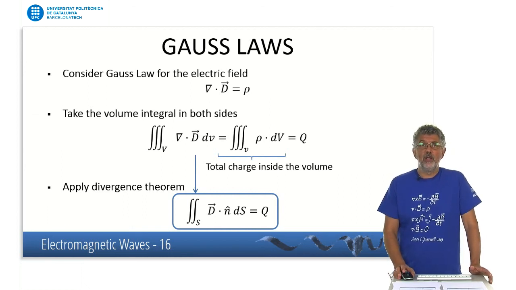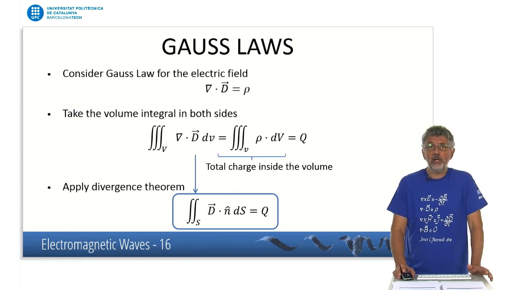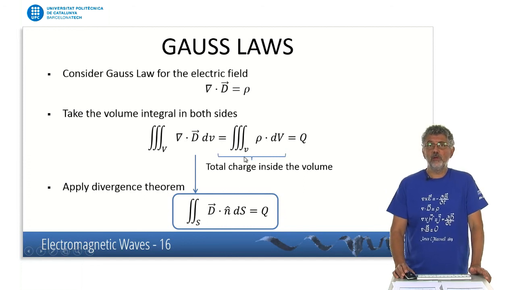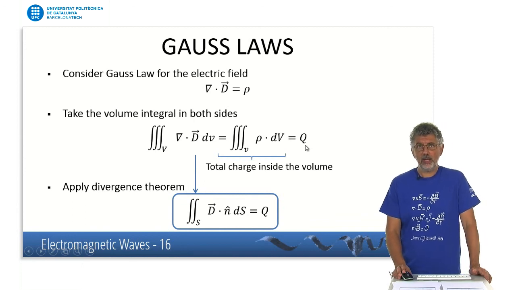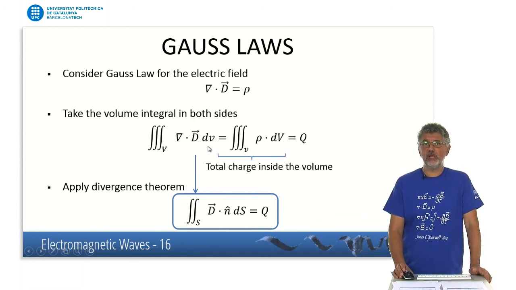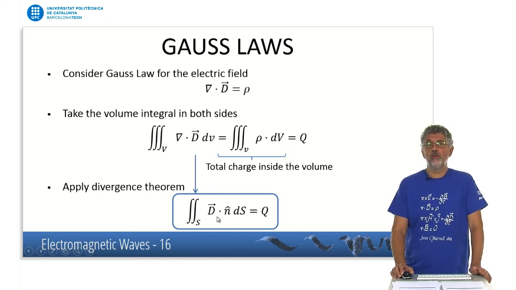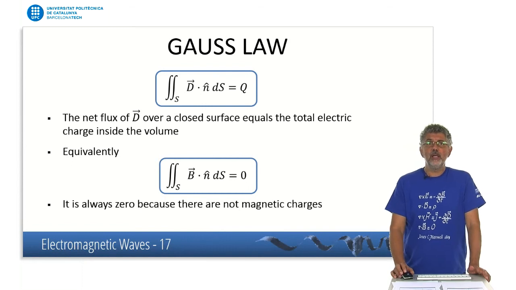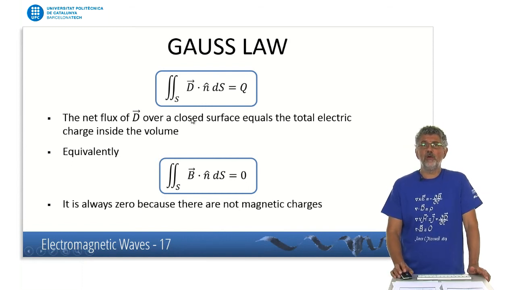the charge density. Now, if we take the volume integral on both sides, we have this expression, but it is clear that the volume integral of the charge density is the total charge that we have inside that volume. On the other hand, if we apply the divergence theorem we had just seen before, we can write this equation. But notice that this integral is just the net flux, or the net flow, of D over the surface S. So, what Gauss law is telling us is that the net flux of D over a closed surface equals the total electric charge inside that volume.